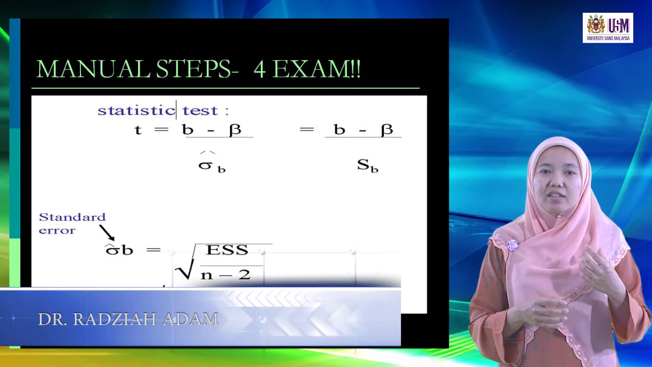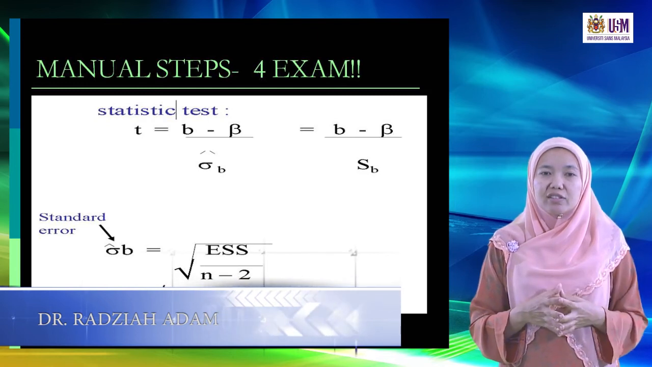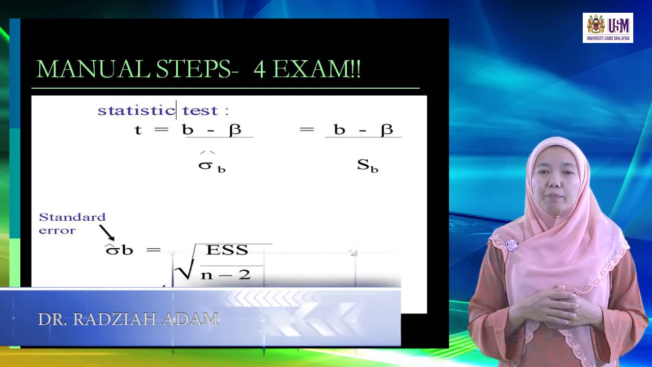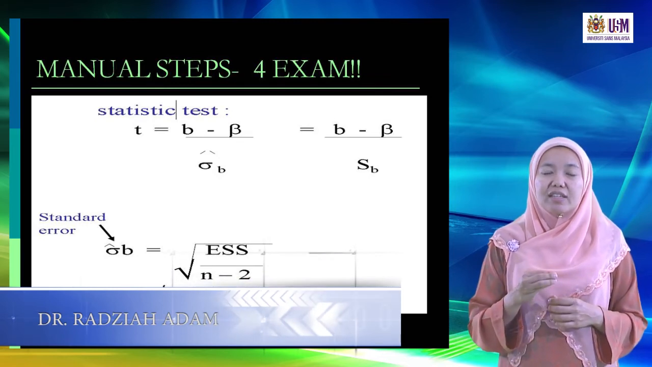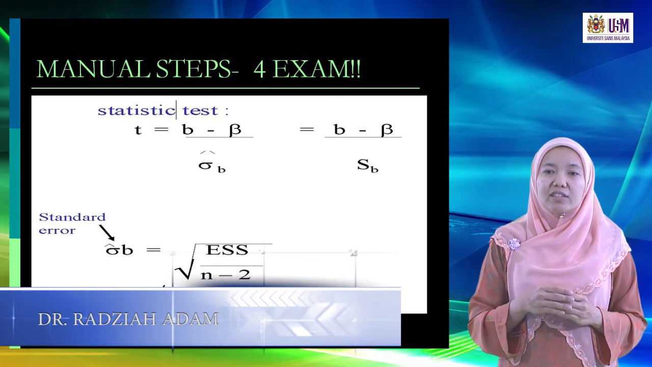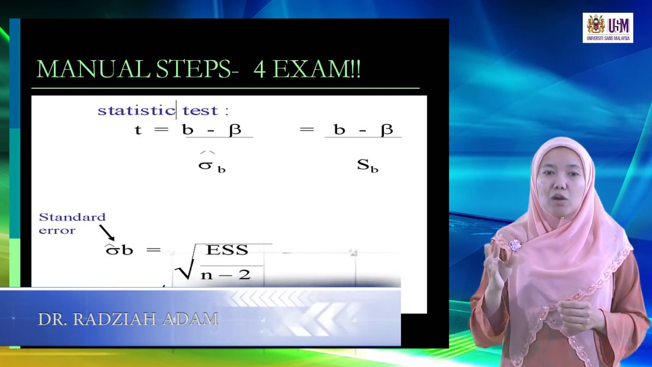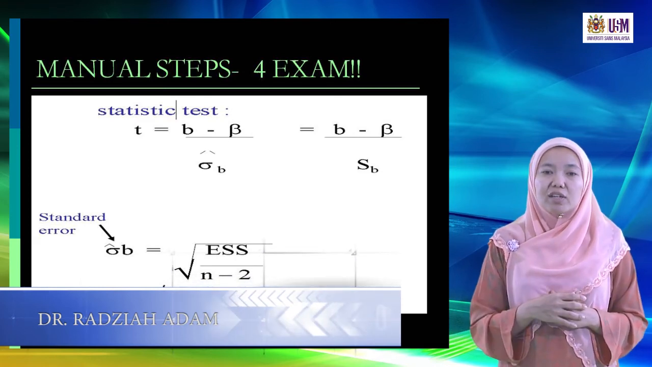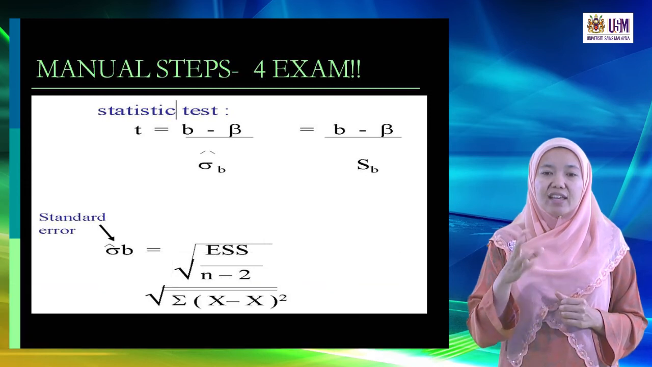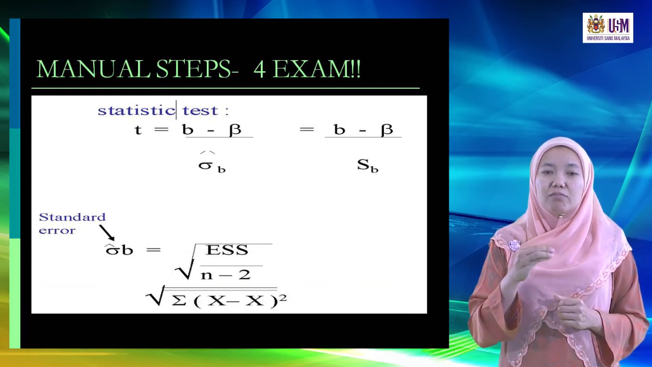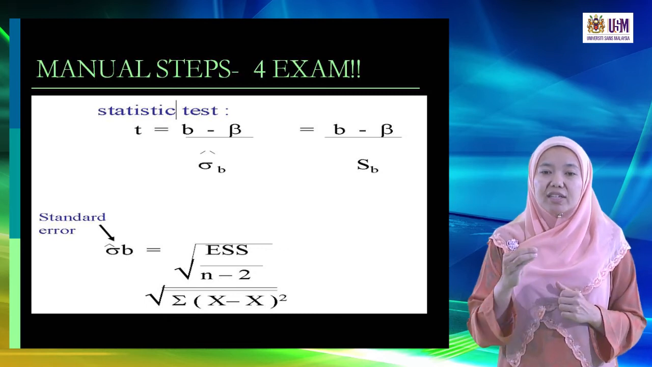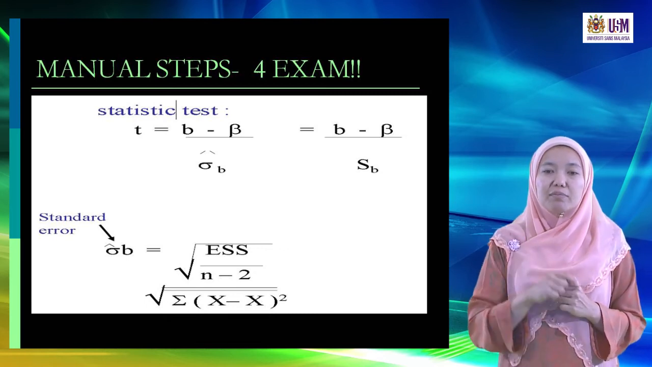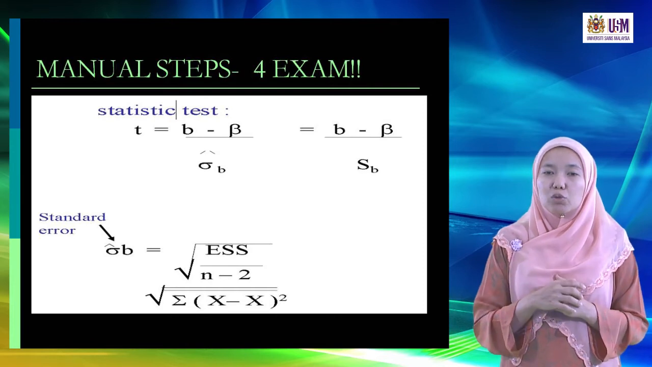In this case, the test statistic t is b1 minus beta 1, divided by the standard error for beta 1. The standard error for beta 1 is given as the square root of ESS, just now, divided by n minus 2, divided by the summation of x minus x bar, in brackets, squared.